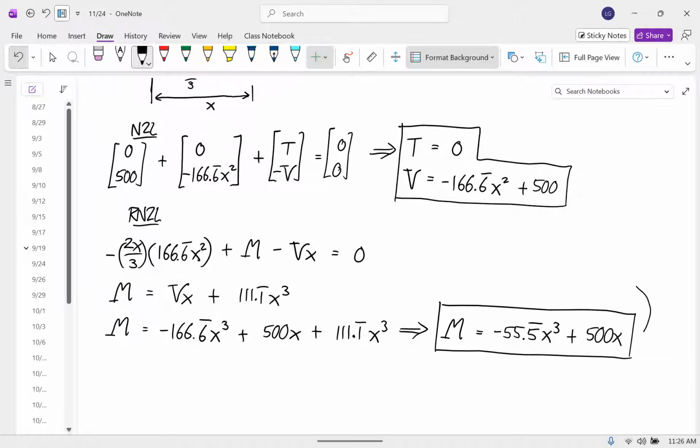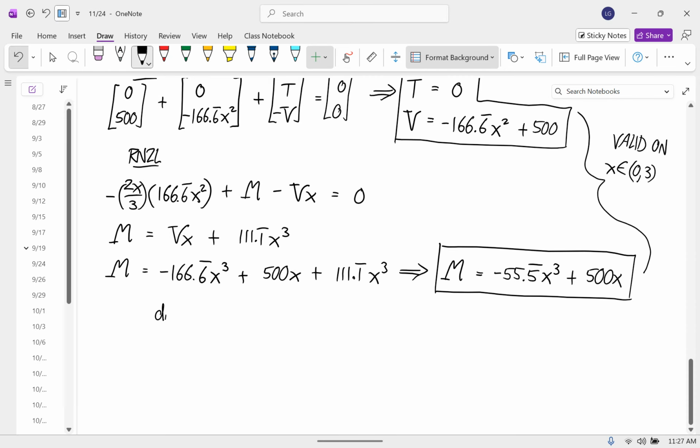And these functions are valid on the interval x between 0 and 3. And the last thing that you should get in the habit of doing after every cut is do those derivative checks. So the first one is dm dx should be equal to v. So dm dx is negative 166 x squared plus 500. So this one works.